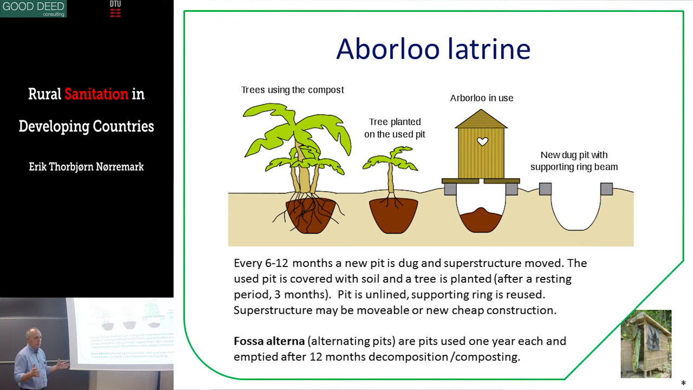Also, the slabs can be constructed in two parts, with the ring and with a smaller slab, so they're easy to carry. So every 6 to 12 months, you dig a new pit and you move the whole thing. And then you can plant trees, and they will grow very well.